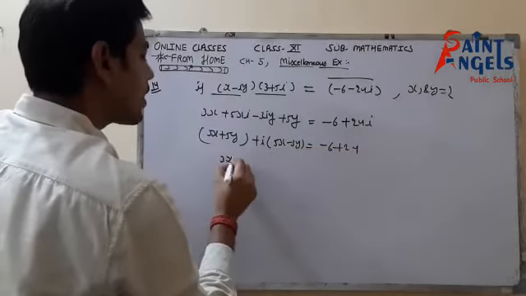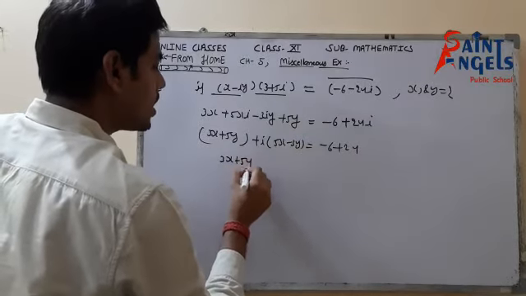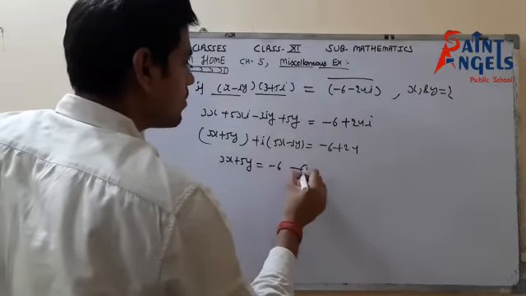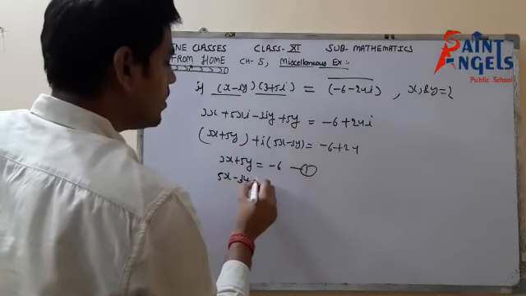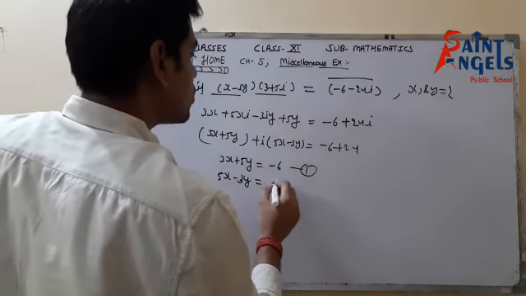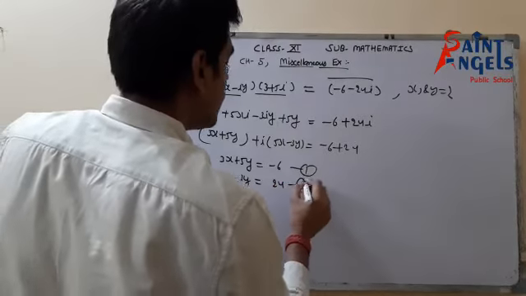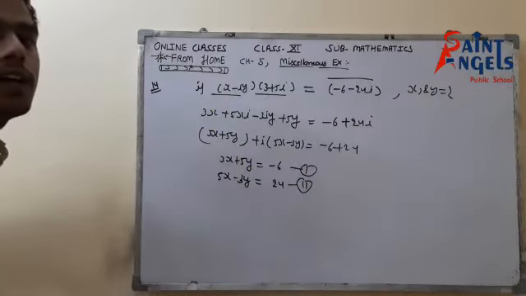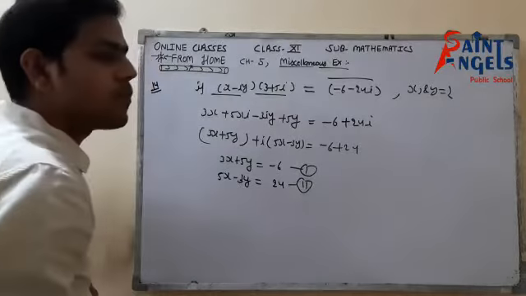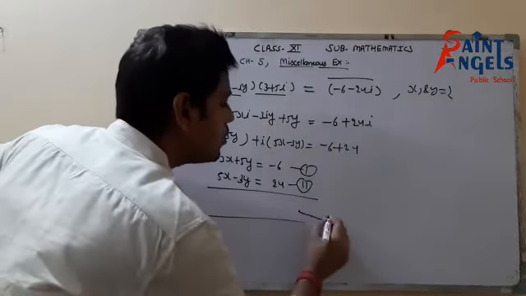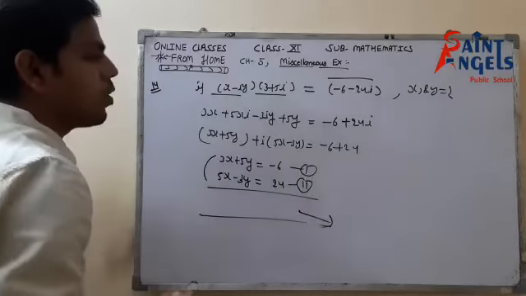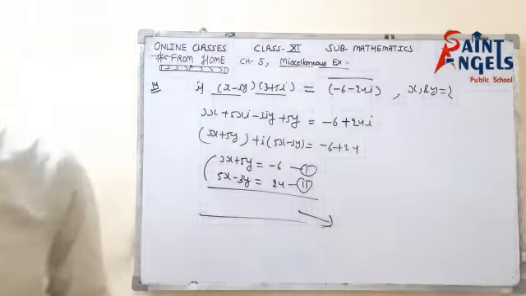So from here, on comparing real and imaginary parts, 3x plus 5y equals minus 6, equation number first, and 5x minus 3y equals 24, equation number second. Now on solving these two simple linear equations, we can find the values of x and y. So I hope now from here you can solve it. Okay, it's very simple. So now please pause the video and note it down.